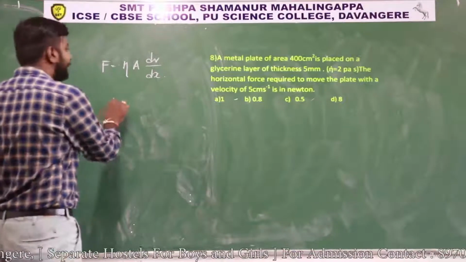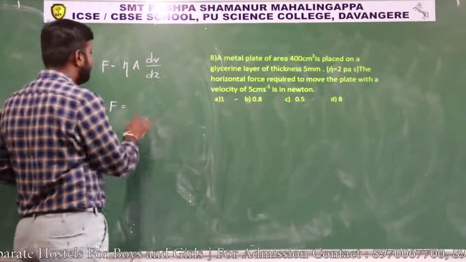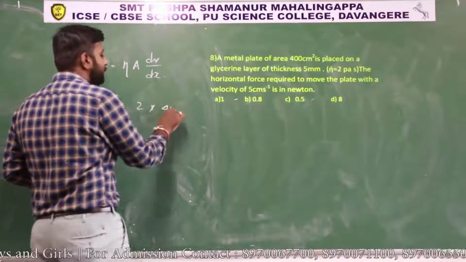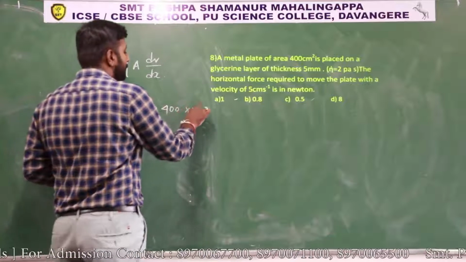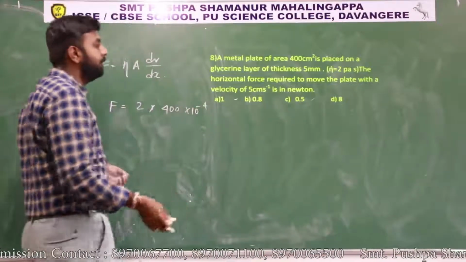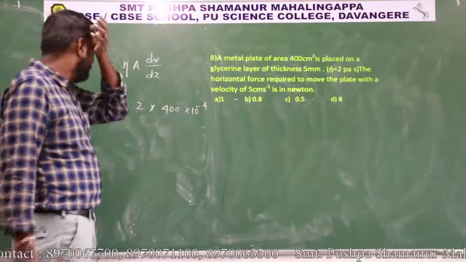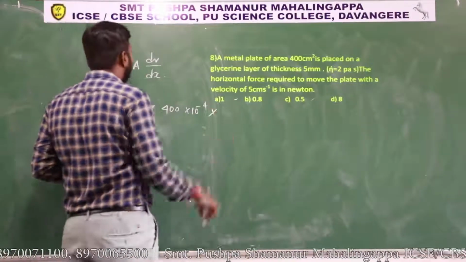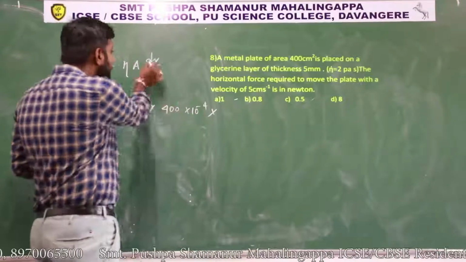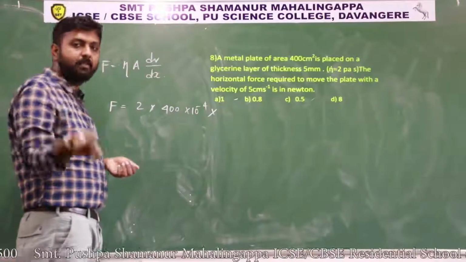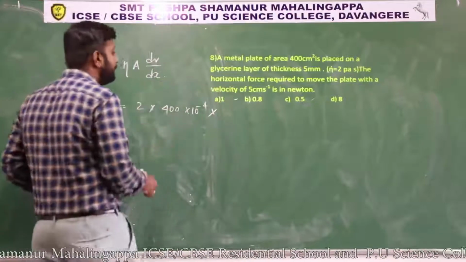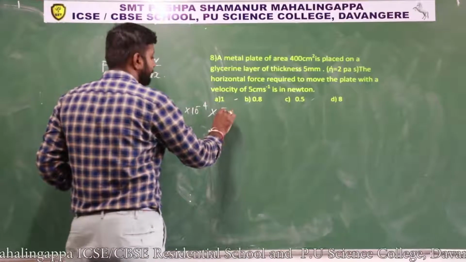That is F equals coefficient of viscosity is 2, area is 400 centimeter square, 400 into 10 to the power minus 4 after converting into meters. This is area. And dV means infinitely small change in velocity. Here what is given? dV is 5 centimeter per second, the change in velocity.